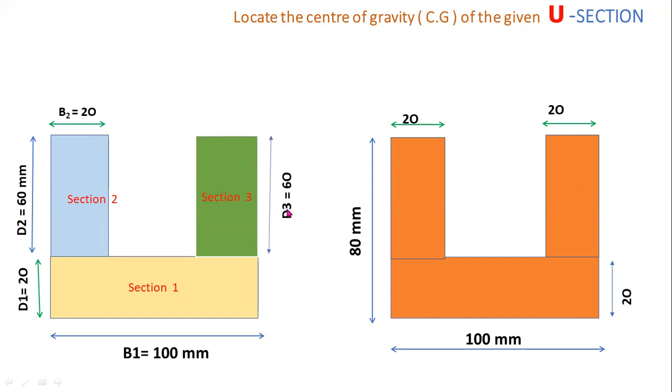D3 equal to 60 mm is the depth of the third rectangle, and B3 is the base. Okay, so these all are the individual dimensions. This one is section 1, this one is section 2, this one is section 3. B is the base, D is the depth. Now I am considering the reference x-axis and y-axis at the lower left hand corner. So this is the x-axis, this is the y-axis, and this point is the origin. Now the entire U section lies in the first quadrant.